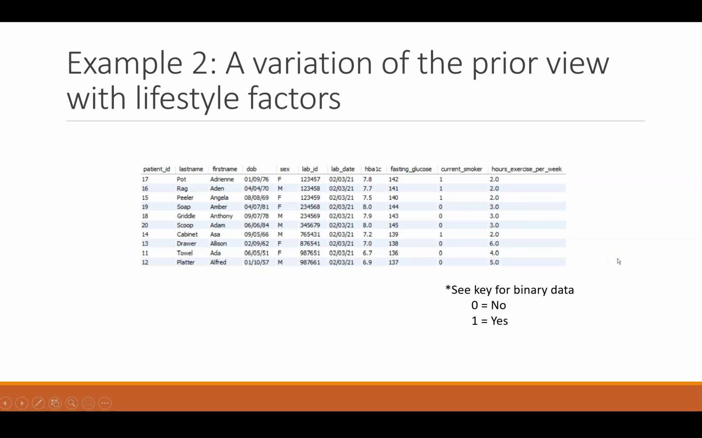So what if we wanted to have more information in that view that also contains some lifestyle information. So we wrote a separate code, and it has all of the information in the last table here, in addition to a column for smoking status. 0 indicates no and 1 indicates yes. This is a binary data field. And then we have a field for hours exercised per week in this column.